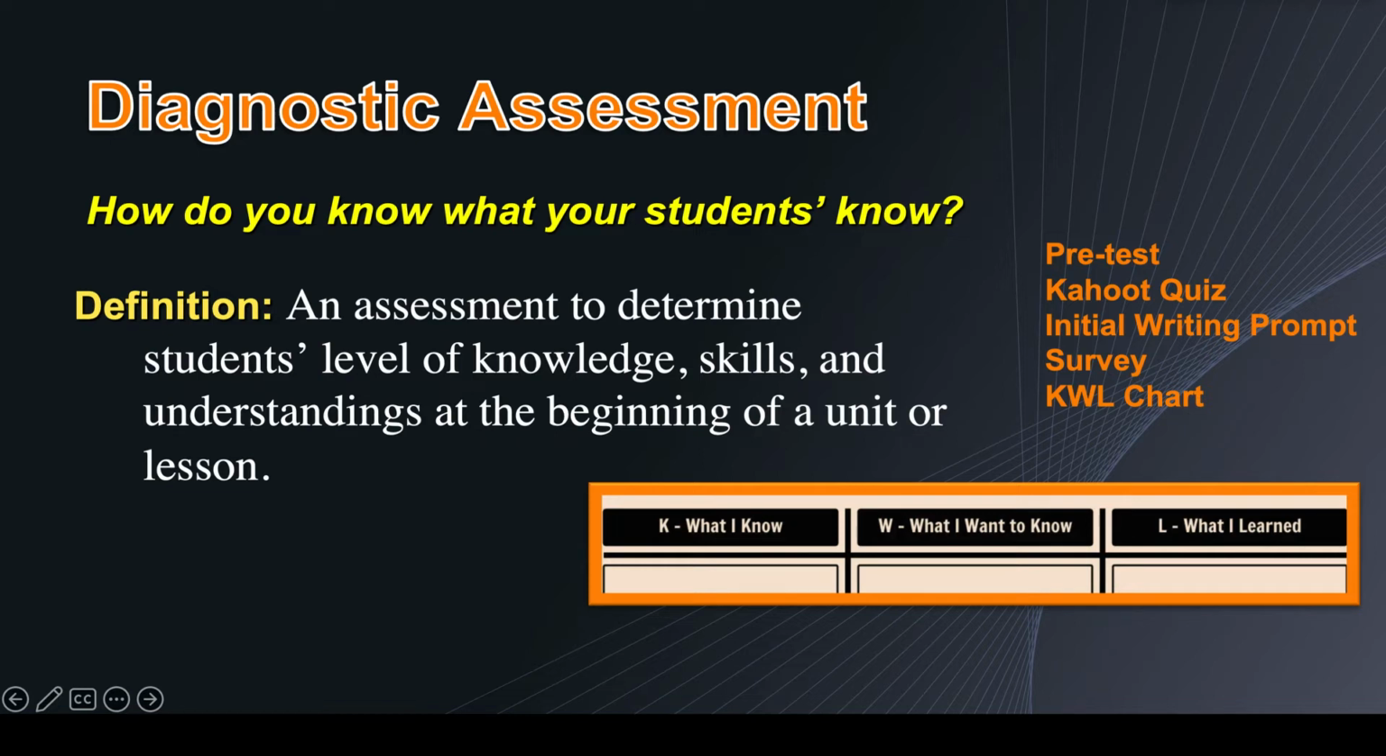One of the elementary ways is to do a KWL chart where you have the kids write what they already know about the topic, what they would want to know, and then as you teach it, what they learned. So it is sort of a very broad way of looking at the progress of your teaching.